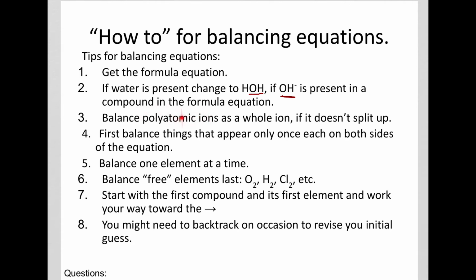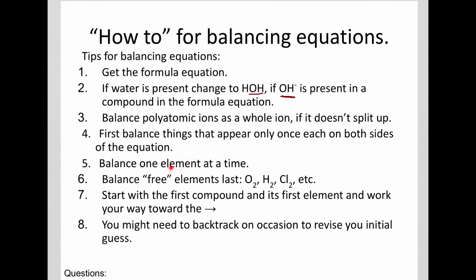Polyatomic ions, keep them whole if it doesn't split up. This is really rare. We generally provide you ones where polyatomics remain whole. Balance things that appear only once on both sides of the equation. So if you only have sodium in one place on the left side of the arrow, one place on the right side of the arrow, we want to make sure that we balance those first, rather than if we have oxygen in two spots or carbon in two spots. That makes it more challenging to do.